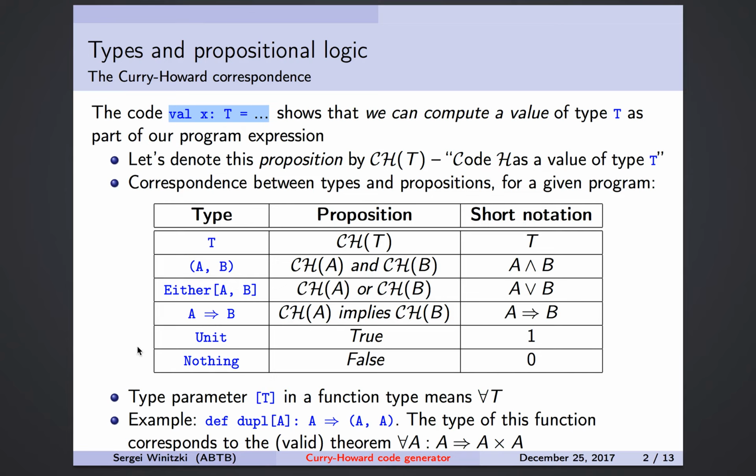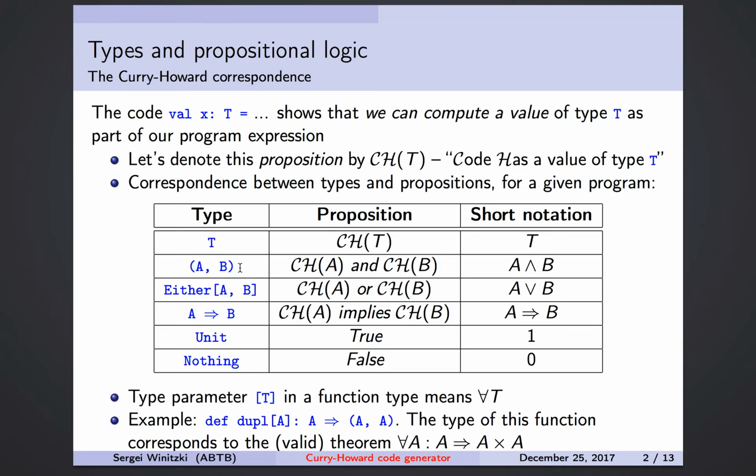Now here in this table I summarized different kinds of types that one can build in Scala. For example, here's a simple type variable. This is a tuple of two values a and b. This is an either of a, b, a type that has one of these two values. This is a function from a to b, a unit type, and a nothing type. Let's see what kind of propositions correspond to these types.